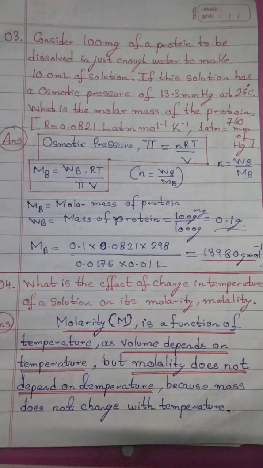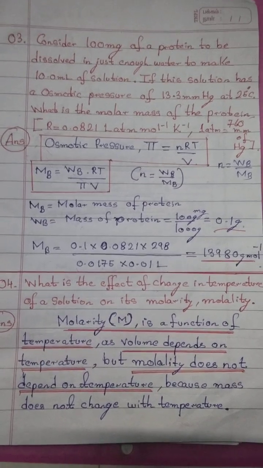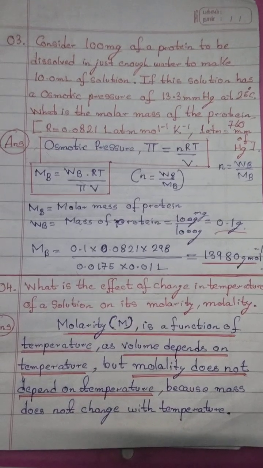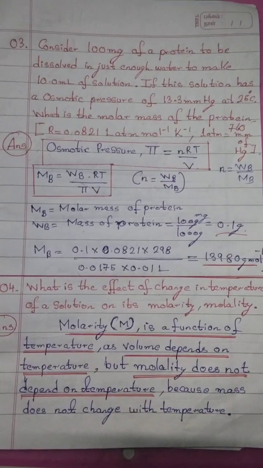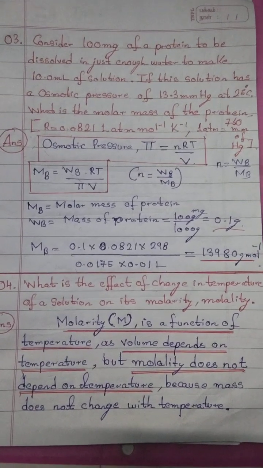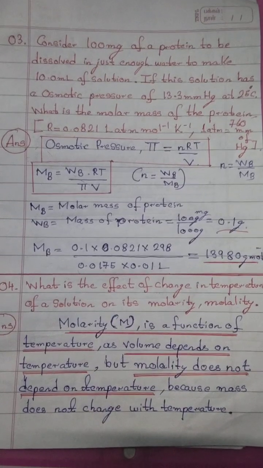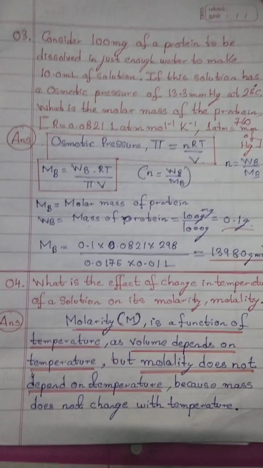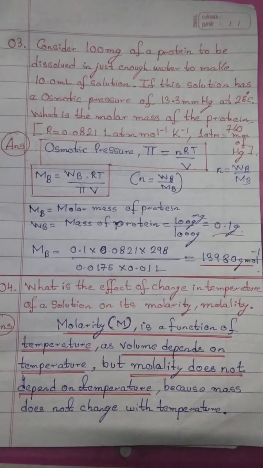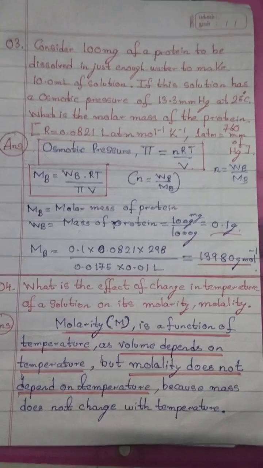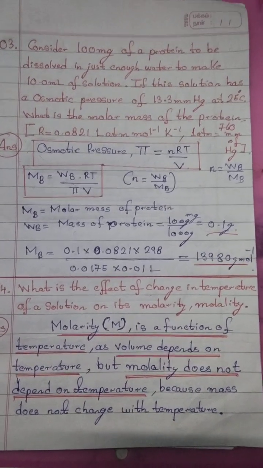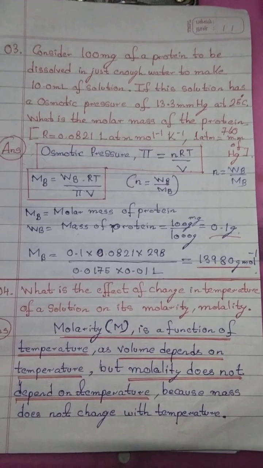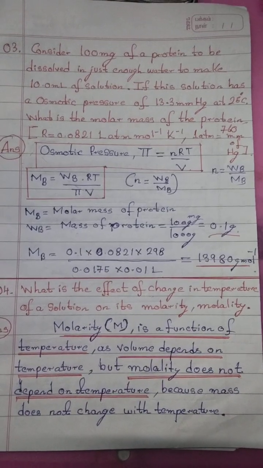On altering the formula pi equals nRT by V by the inclusion of n equals Wb by Mb, Mb equals Wb into RT by pi V. Mb refers to molar mass of the protein. Wb refers to mass of the protein. Mass of the protein in the given data is in milligram. We need to convert into gram, that is 0.1 gram. Hence, Mb, molar mass of the solute, will be 139.80 gram mole inverse.